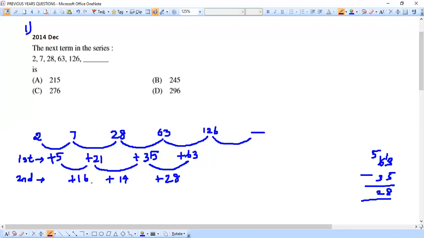So here again we will try to see whether we are able to form any pattern. So 16 plus 16 plus 14 plus 28. So this again seems not to form any pattern, right? So we tried with first level difference, we tried with second level difference. It is not helping us much. So what we can do is just move on to the next set of operations.